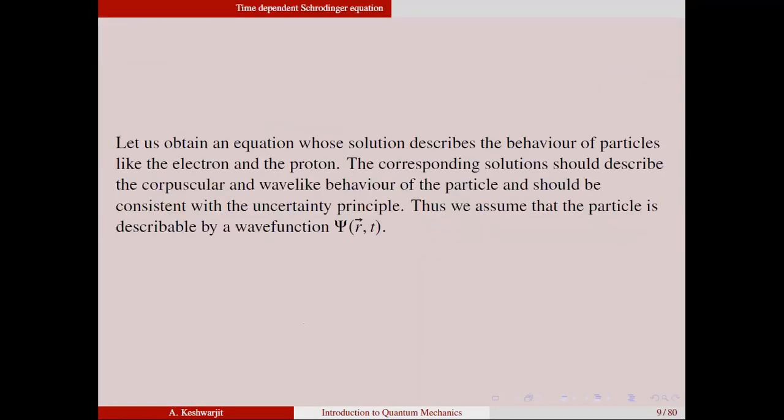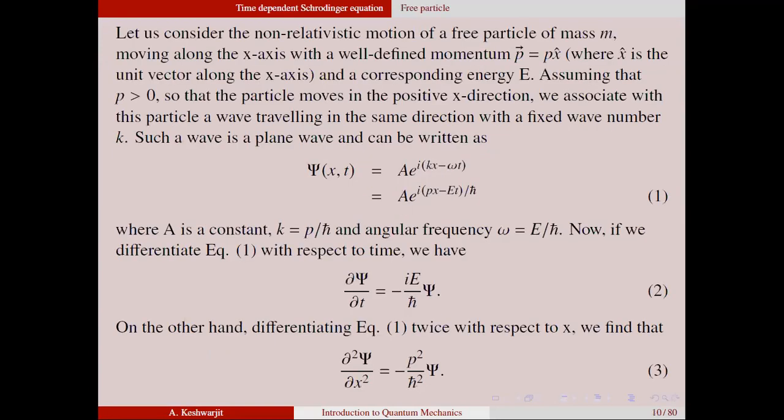Okay, so let us try to understand what the Schrodinger equation is. For that, let us consider the non-relativistic motion of a free particle of mass small m moving along the x-axis with a well-defined momentum p. Here p vector equals p x hat, where x hat is the unit vector along the x-axis, and the particle has a corresponding energy capital E.